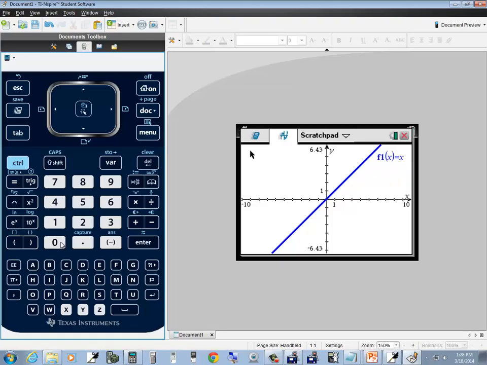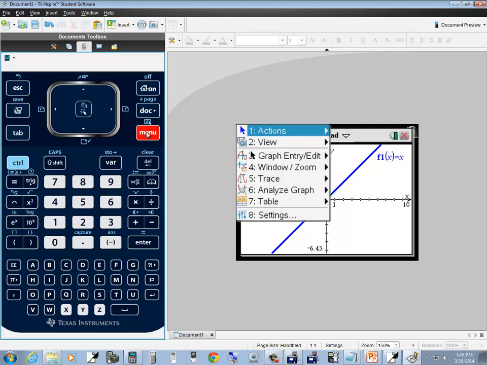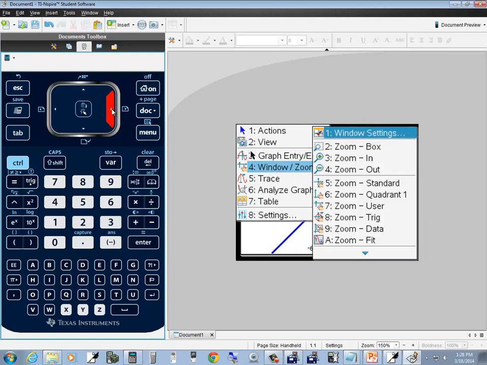Okay, let's say yours doesn't look quite like that. Maybe the zoom is screwed up. Well, if I press menu, then you see we got actions, view, graph, window, zoom. Let's go down to window zoom, and I'll press the right arrow key. And we want to choose the fifth one, I guess. Well, that's kind of weird. They changed that. Most TI calculators, it's a sixth one. But we want to choose zoom standard. So I down arrow to it and press enter on it.